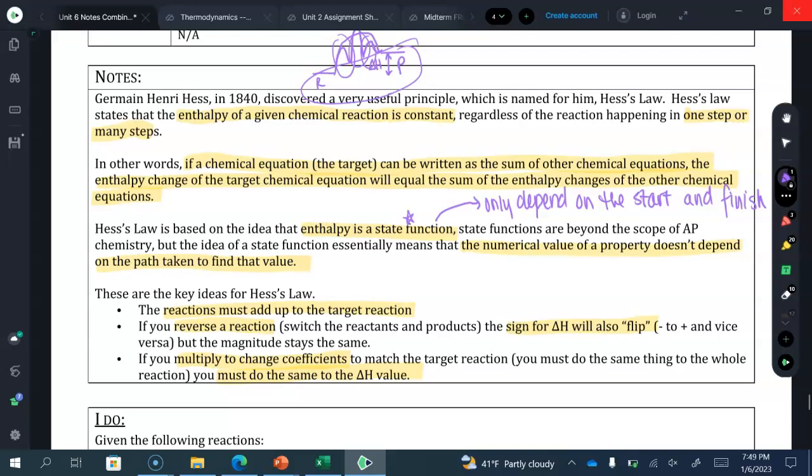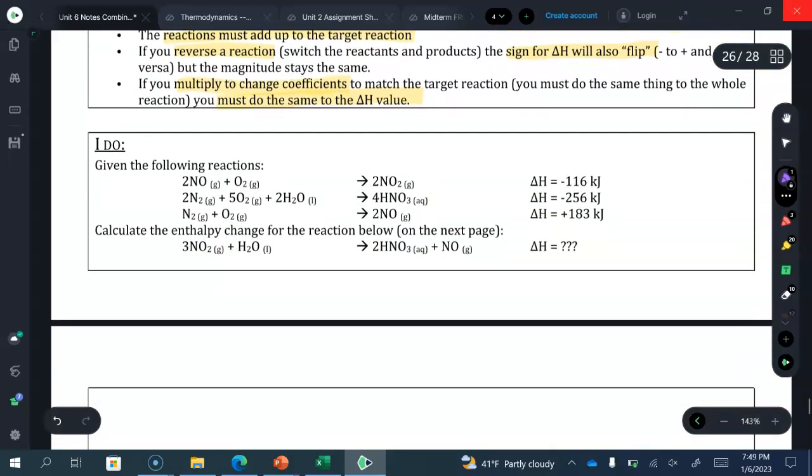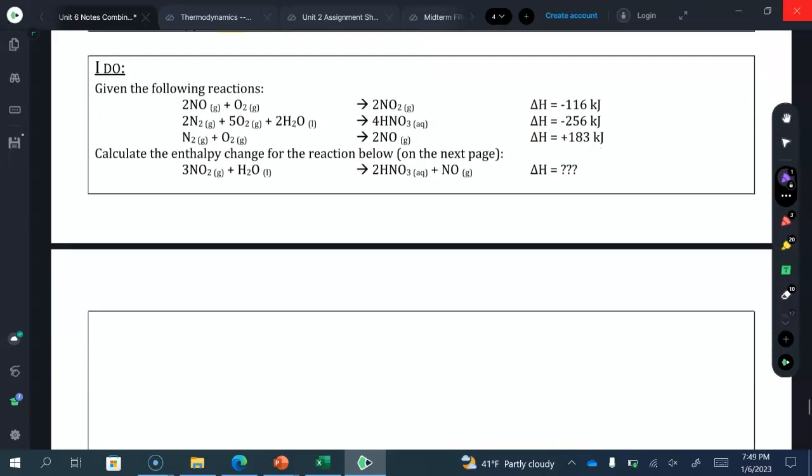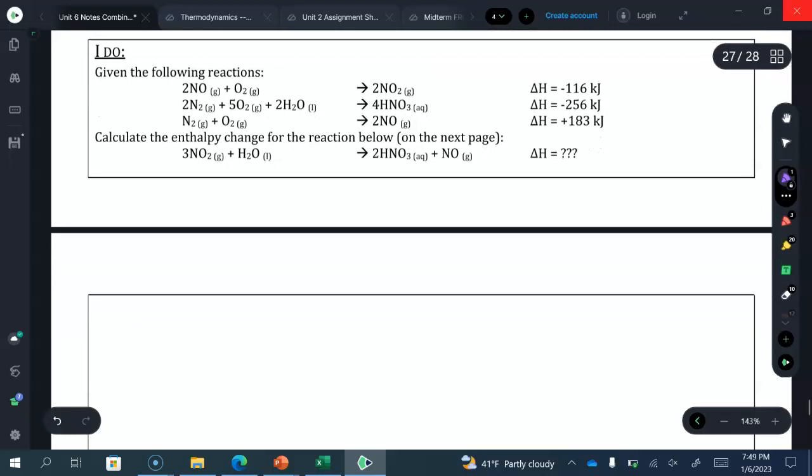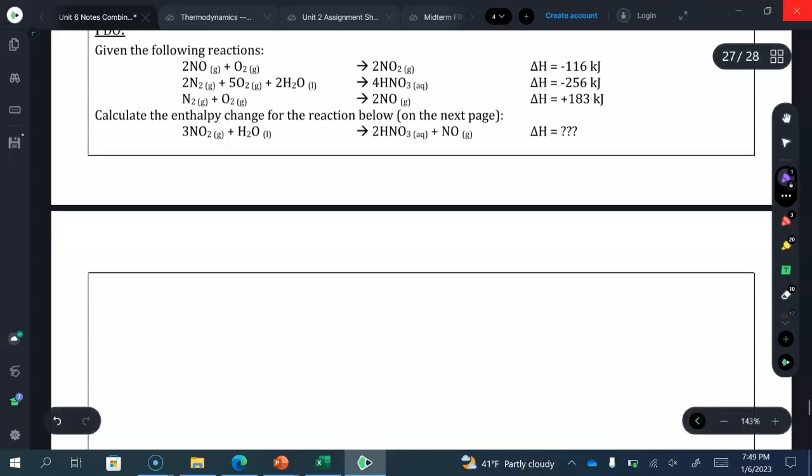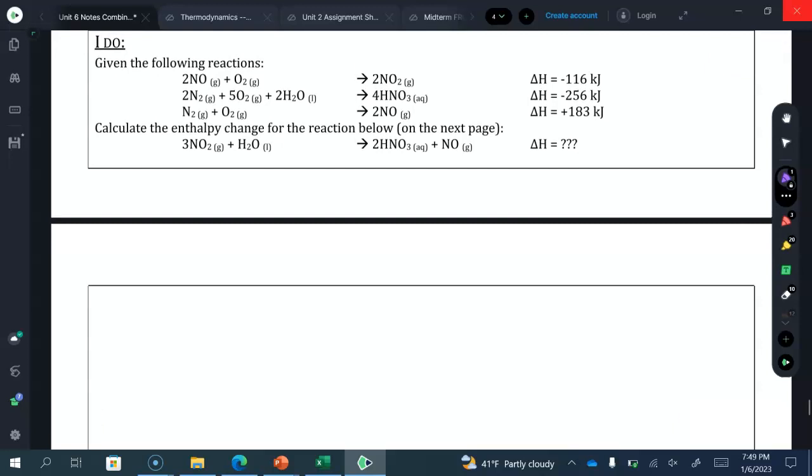So it's kind of like a very weird logic puzzle. We're going to actually practice that here together. And quite obviously the formatting was not great when this was going on, but it's okay, we are going to make it work. Okay, so given the following reactions, calculate the enthalpy change for the reaction below.